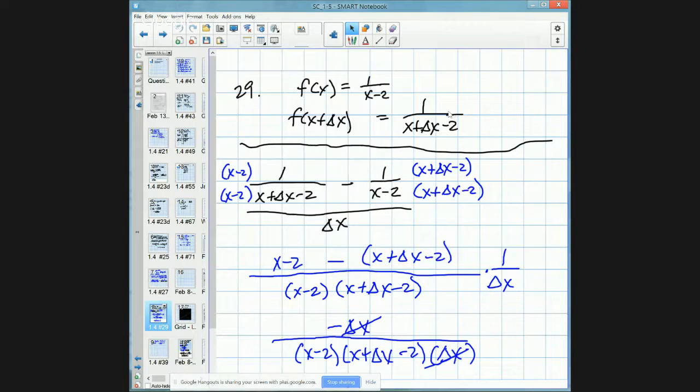We're going through question 29 on lesson 1.4. Before we can do the difference quotient, we have to find f of x plus delta x up here at the top. Let me get my keyboard off so I can write on the screen.